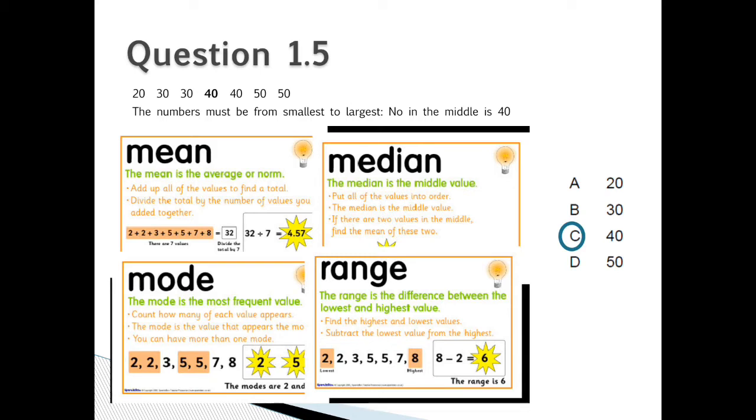Mode is the most frequent value. Count how many of each value appears. The mode is the value that appears the most. You can have more than one mode. The range is the difference between the lowest and the highest value. Find the highest and lowest values. Subtract the lowest value from the highest and you will get your range. In this case, you will arrange your numbers from the smallest to the largest, and your number in the middle will be 40. That is your median.